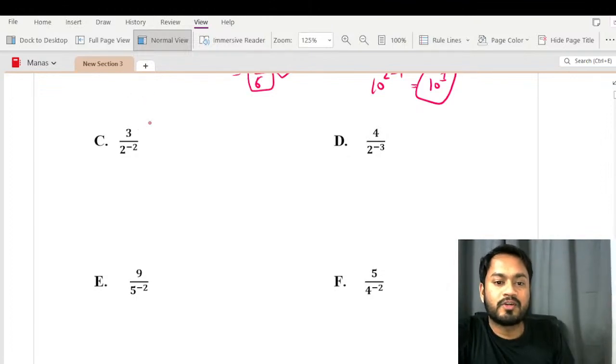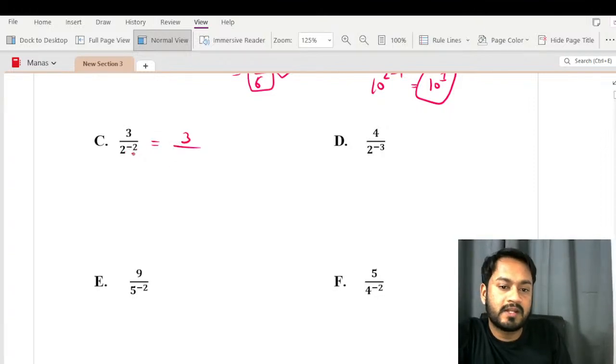Now come to the question number C part, sorry. So now here it is written that 3 upon 2 raised to power minus 2. So this 2 raised to power minus 2 will go to the numerator. So 3 multiplied by 2 raised to power 2. So what it has become now, 2 raised to power 2 is 4. 3 multiplied by 4, you will get 3 times 4 is 12. Okay, so this is how you need to solve this type of questions.